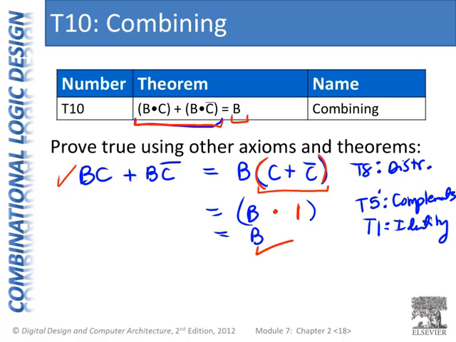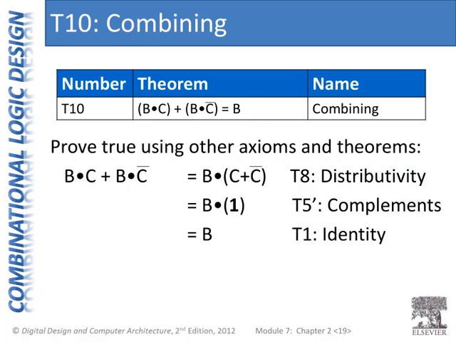So we just showed that we can in fact use that second method, proving that it's true using other axioms and theorems. And we just proved that the combining theorem is in fact true. We could have used the first method, proof by perfect induction, as well, and we would have gotten the same result. And here it is again, what we just did on that prior page, typed out for your convenience.